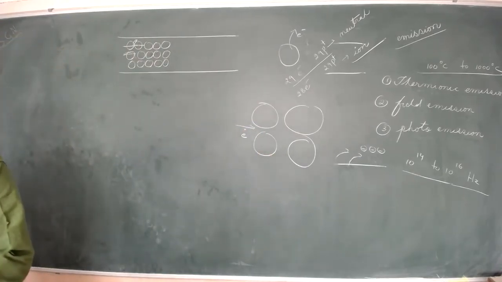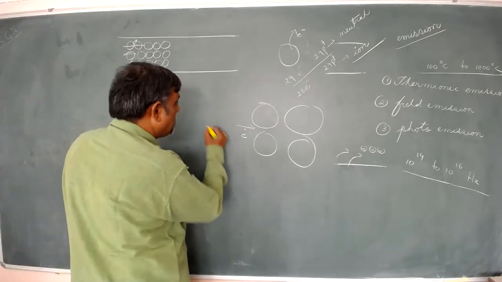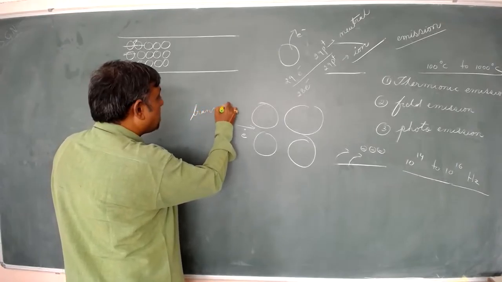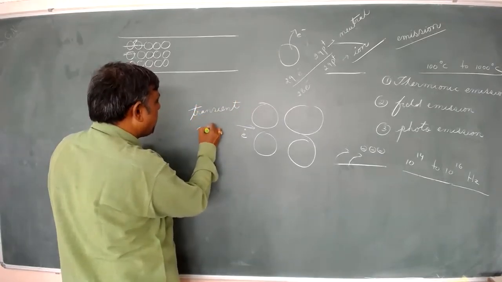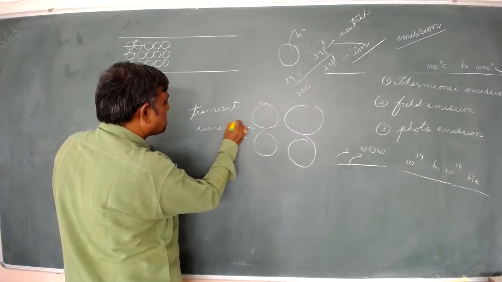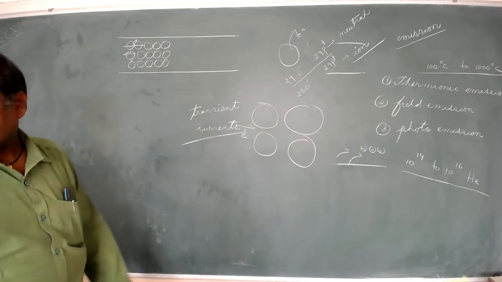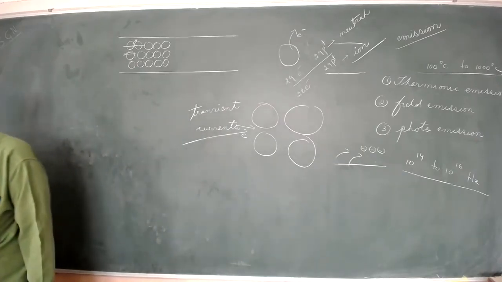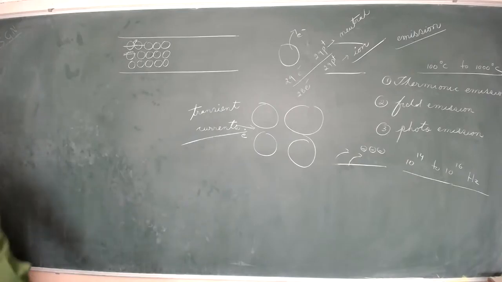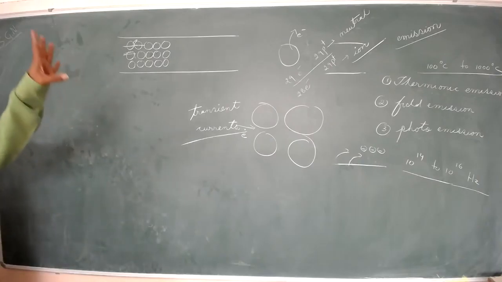But till then, some current has got developed. What do we call those currents? Those currents are known as transient currents. Transient currents we call them. So these are very temporary currents.